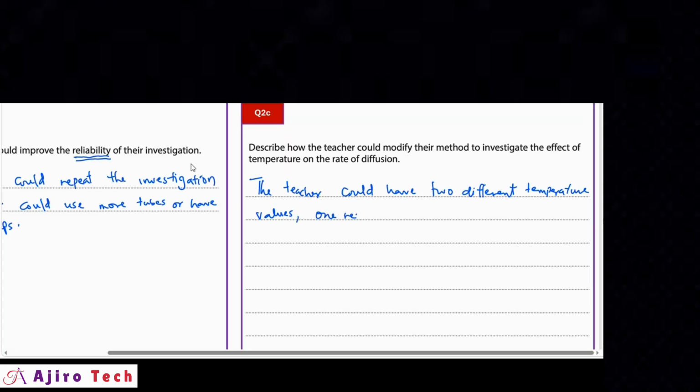One at 20, high temperature, and the other.